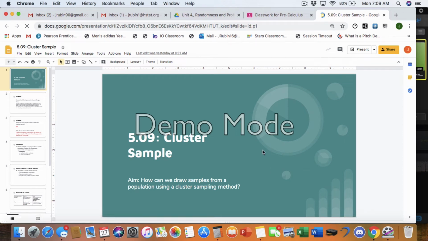Good morning, guys. Welcome to lesson 5.09, the cluster sample. Today's aim is how can we draw samples from a population using a cluster sampling method.